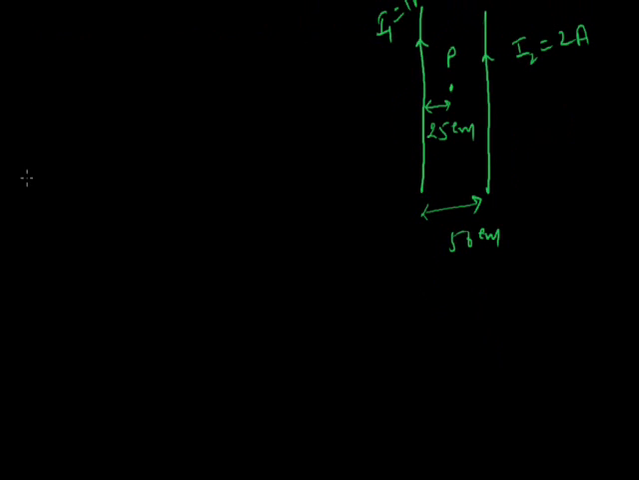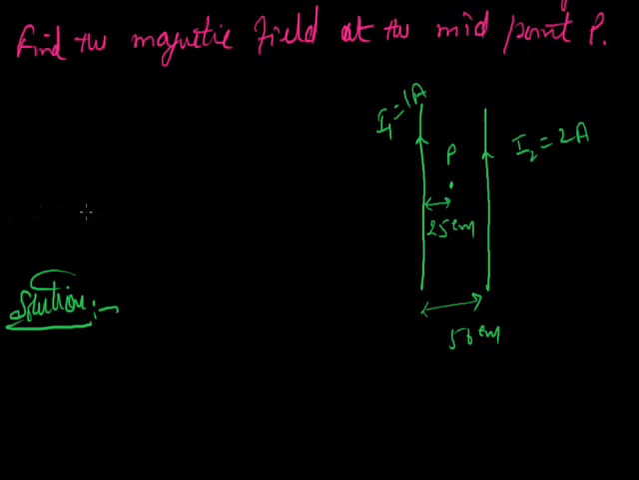Now the solution. We want to find the magnetic field at point P. This is the midpoint of the wires. It means the distance of this point P from each wire will be the same, that is 25 centimeter. Current through one wire is 1 ampere and through the second wire is 2 ampere, but the direction is the same. First of all, we will find the magnetic field due to the first wire at point P.